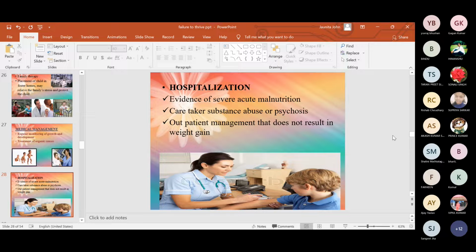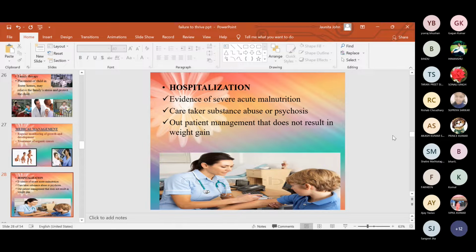तो हॉस्पिटलाइजेशन में हमको क्या करना होगा, वेरी इंपॉर्टेंट: एविडेंस ऑफ सिवियर अक्यूट मैलन्यूट्रिशन, SAM, जो आप फाइल में पढ़ोगे। सिवियर अक्यूट मैलन्यूट्रिशन की एविडेंस क्यों हो रही है और किस वजह से हो रही है, और उसका हमारे पास क्या प्रूफ है कि इसकी वजह से ही हो रही है। नेक्स्ट: केयर टेकर, सब्सटेंस अब्यूज और साइकोसिस। जो भी केयर टेकर है, फॉर इंस्टेंस मदर, वो कोई साइकोसिस में तो नहीं है, और वो पर्टिकुलर पर्सन कोई सब्सटेंस अब्यूज तो नहीं कर रहा है। दैट पर्टिकुलर थिंग इज इम्पॉर्टेंट.